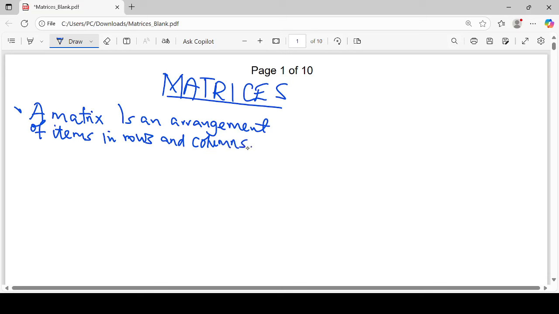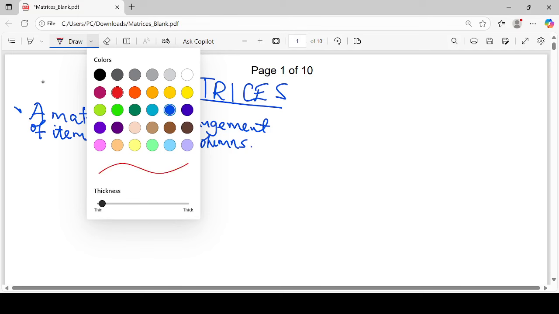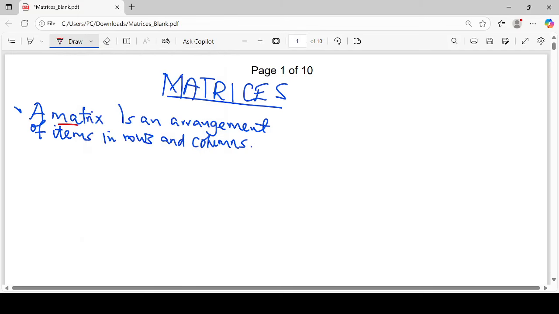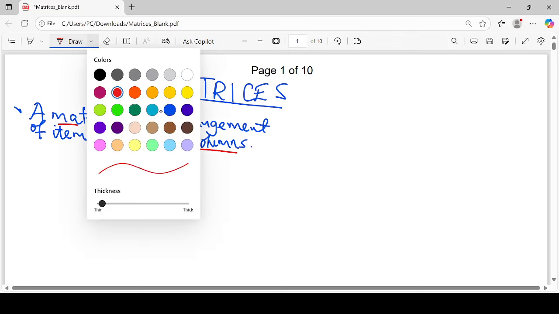Now, where do we get this application? Just take the example of the sitting arrangement of learners in a class. You will find maybe a class has got 3 columns and maybe 10 rows. That's an example of an application of a matrix. Now, because we have said that when you're defining the term a matrix, it's an arrangement of rows and columns. That's what you need to know, learners.